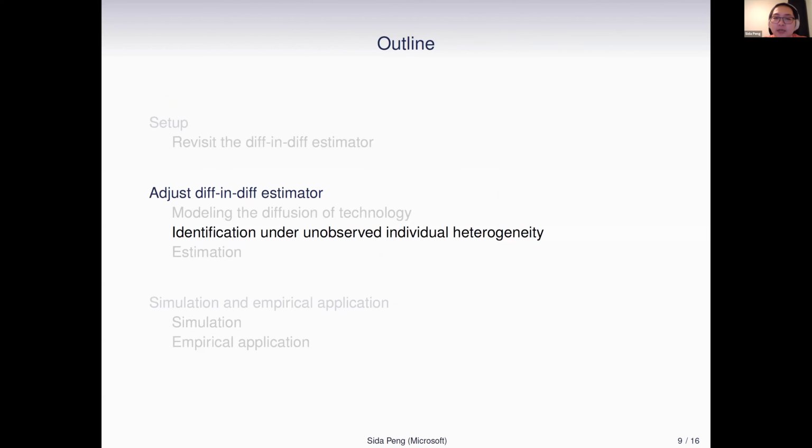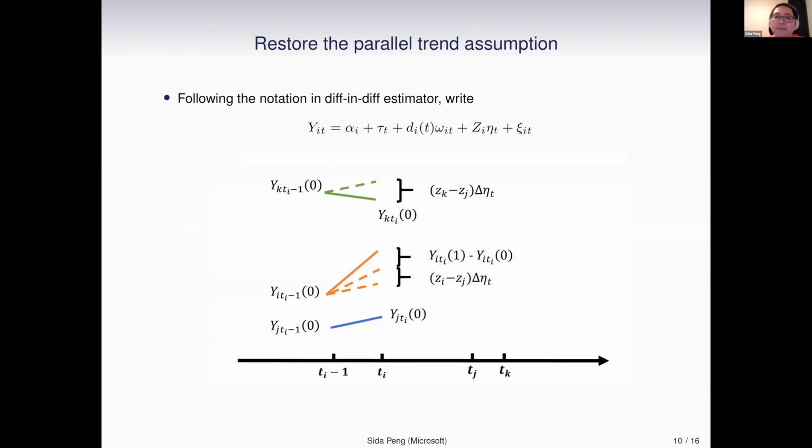Now let me talk about how this observed heterogeneity will impact the outcome equation. Here is the outcome equation we just laid down, inheriting the same notation from our previous Diff-in-Diff estimates, except here we can decompose the epsilon it tilde with this Vi eta t component. Our identification strategy here is very simple: all we want is to restore the parallel trend assumption.